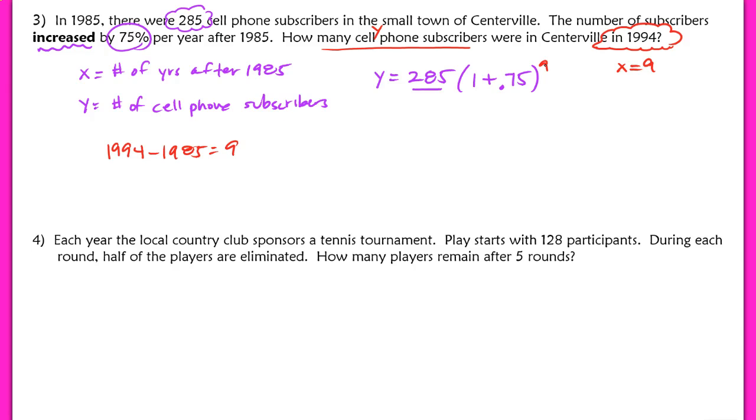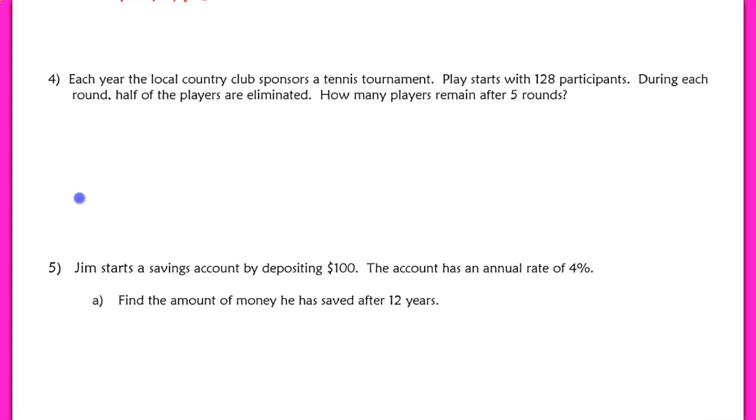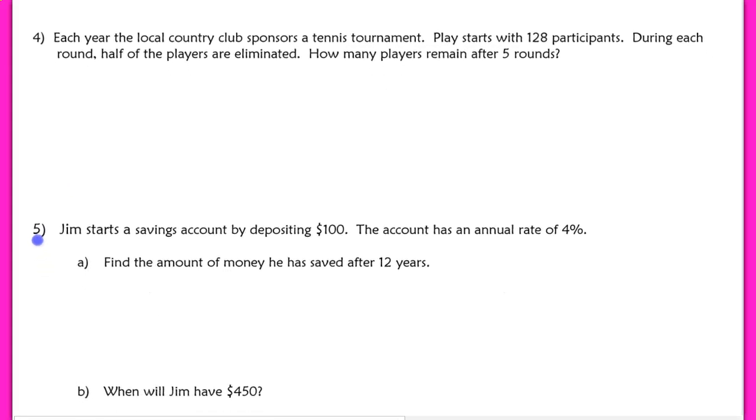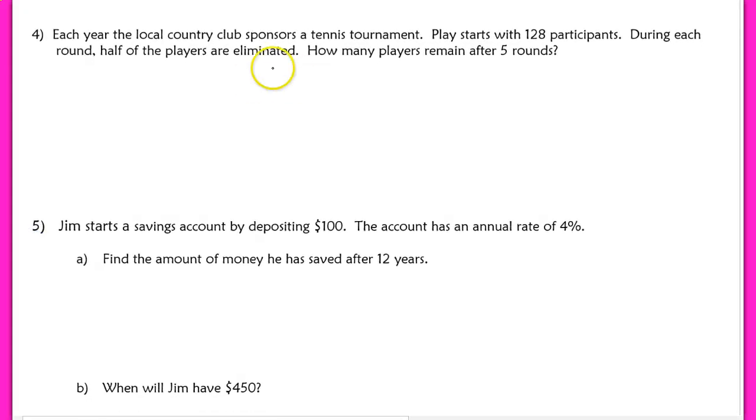In number 4, it says during each round of this tennis tournament, half of the players are eliminated, and then how many players remain after 5 rounds. So here you have to really understand the context of this. If half of your players are eliminated, that means it's a decay, okay? And your rate there is basically 50%, right? If half are eliminated, your rate is 50%, so you're going to have to move that decimal twice to get 0.5. So go ahead and try that one.